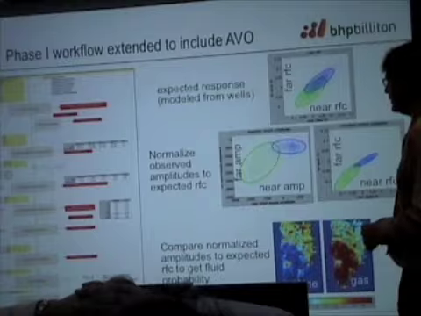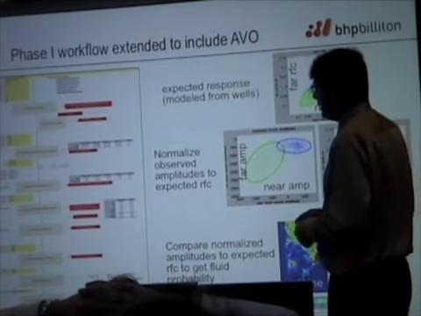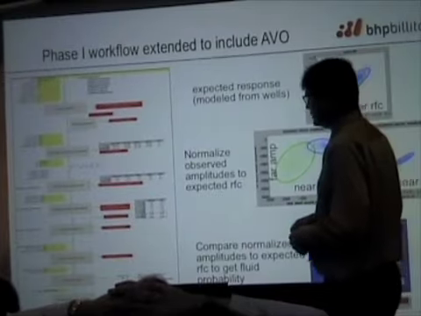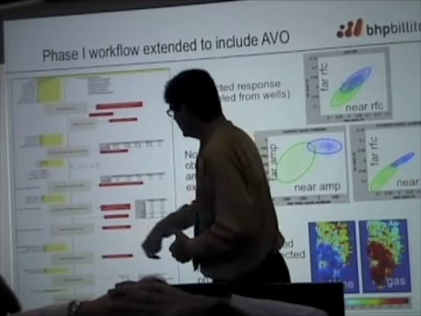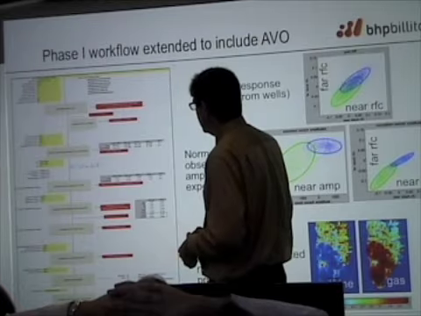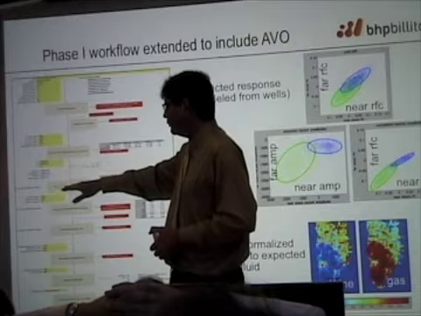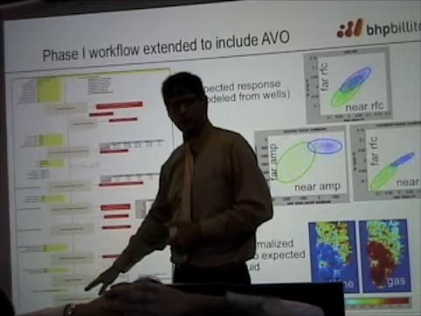We also have extended this to include AVO and not only amplitudes. And we'll get into this spreadsheet. I don't expect you to read all the little detail here right now, but to note that there are different steps in here, and we'll work you through this workflow.